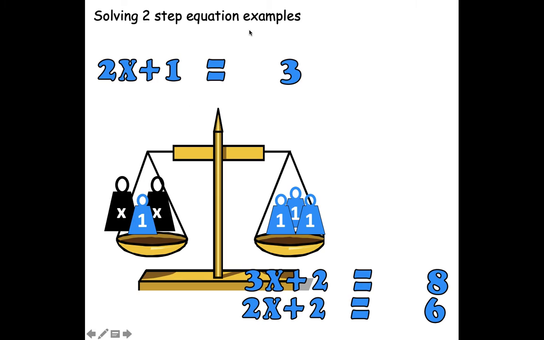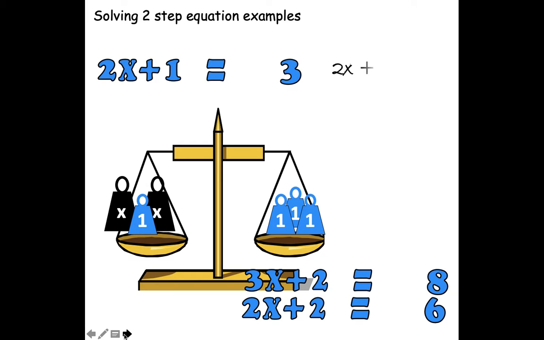Now, let's have a look at this question. If you're happy with this question, you can have a go at these two questions and pause the video. So 2x plus 1 equals 3. Have a think about why this question is different. Well done. Hopefully you realise that we've got 2 lots of x. So we're going to do the same as before. The first step is to make sure x is on its own.